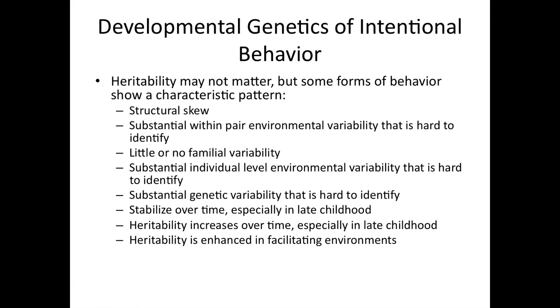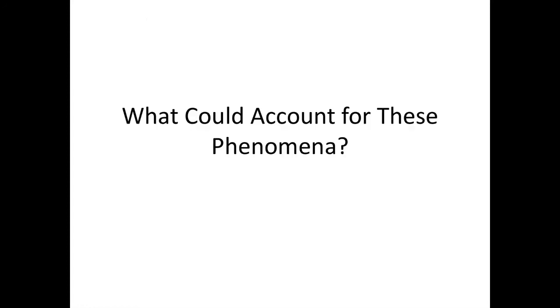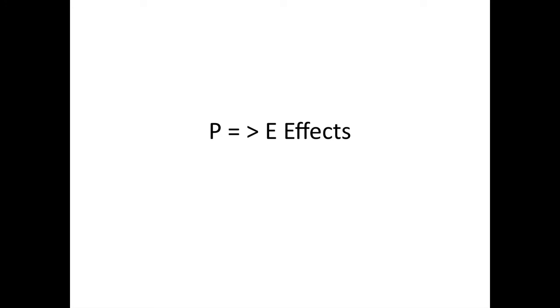I now want to explore what could cause that, and this is going to be the most technical part. There's a single parameter in developmental behavior genetics that can account for all those characteristics of intentional genetics. That's what I call P to E effects. P stands for phenotype, and all phenotype means is an observable characteristic of an organism, as opposed to their genes or environment. So BMI is a phenotype, and intelligence is a phenotype.